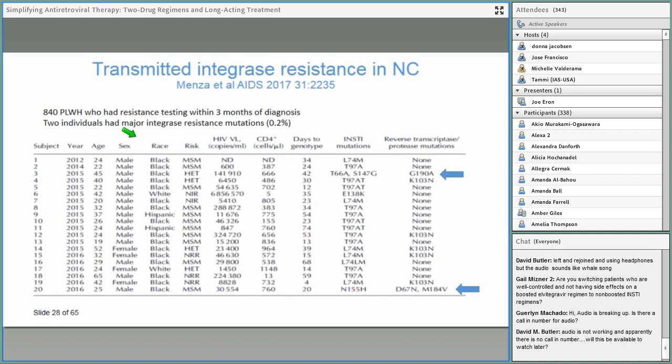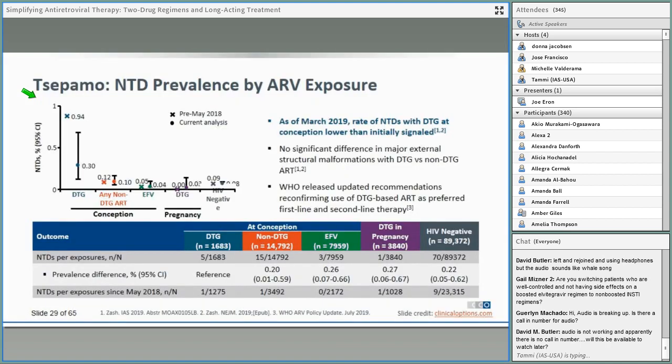So transmitted drug resistance to integrase is very uncommon. This is from our group here at UNC, where we looked at 800 patients living with HIV who had resistance testing within 3 months of diagnosis, and 2 had evidence of transmitted integrase inhibitor resistance. So well under the 1% that Paul Sachs and others have said would be necessary to make resistance testing necessary. And I might point out that both of these patients would likely have been sensitive to Dolutegravir or Bictegravir in terms of phenotypic resistance testing.